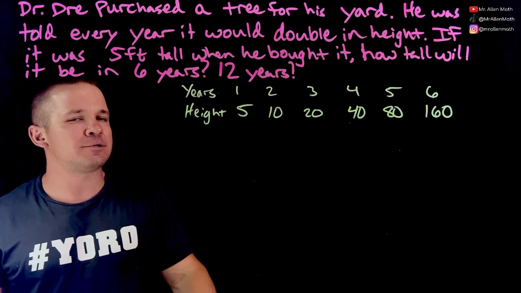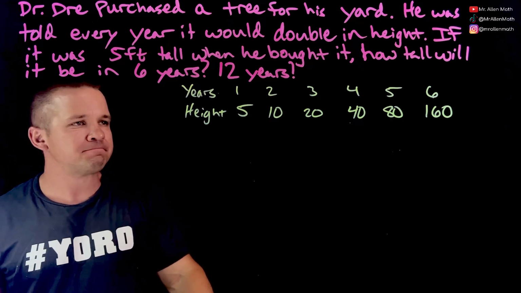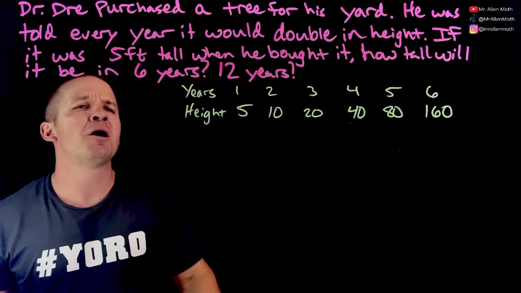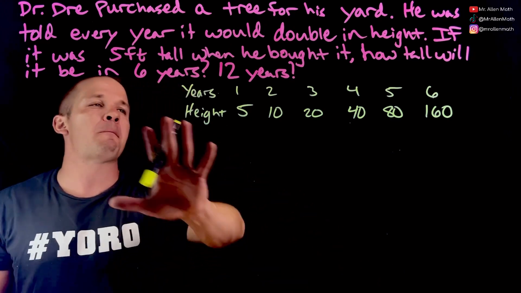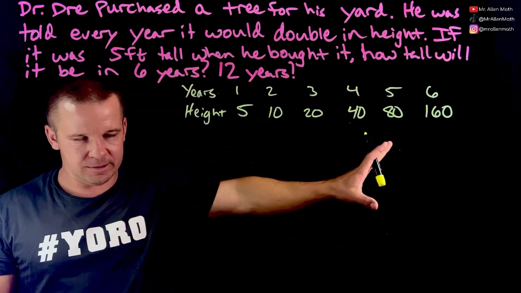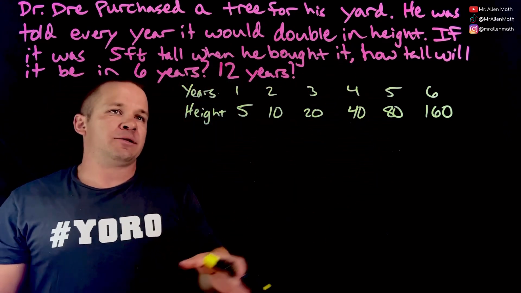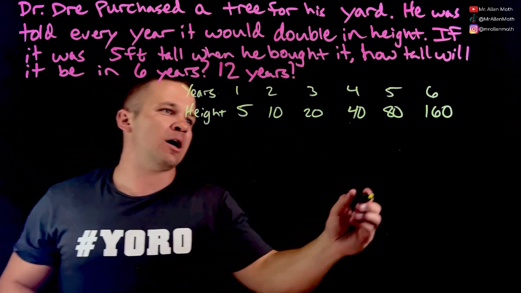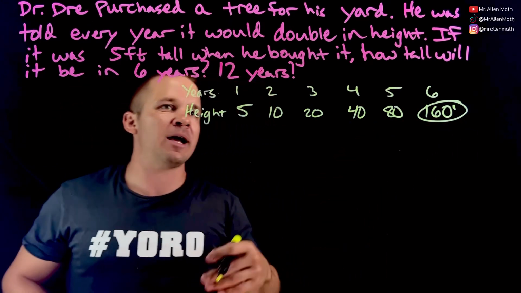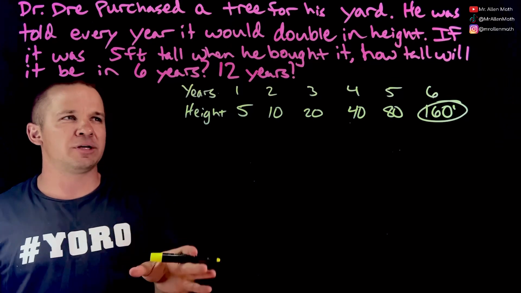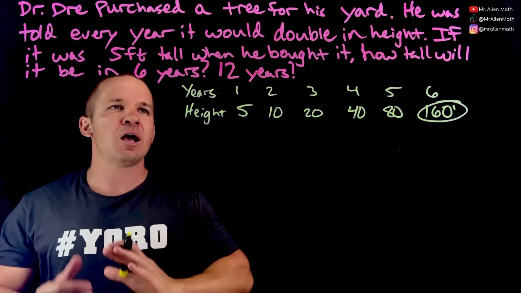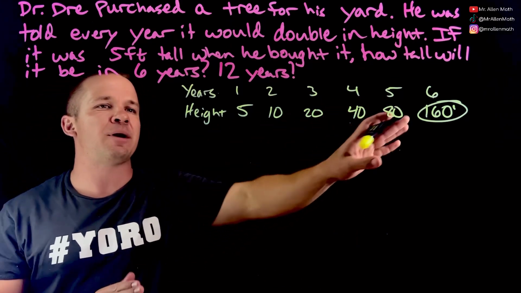So already by year 6, I'm starting to think, hey, man, maybe this model ain't quite right. But let's roll with it for mathematical purposes. All right, so I already know by year 6, it would be 160 feet tall, right? So that's my answer there. Let's write an explicit formula for this one here, and then let's figure out the 12 years so we don't have to keep on writing.